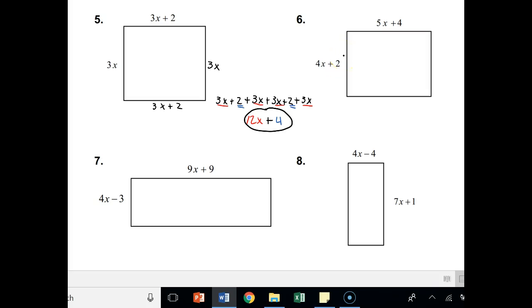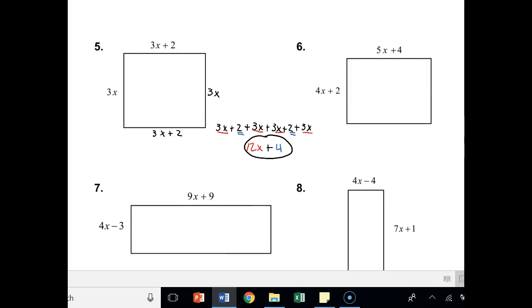rectangles, and what we've been asked to do is to write an expression for their perimeter. So basically what I did in number 5 is I filled in the missing lengths and widths with the same expression, and then I wrote out a very long expression and combined like terms. So in number 6, you will want to do the same thing, 4x plus 2, 5x plus 4. Remember, perimeter is the distance around the shape, so we find that by adding all sides. So we got 4x plus 2 plus 5x plus 4 plus 4x plus 2 plus 5x plus 4.